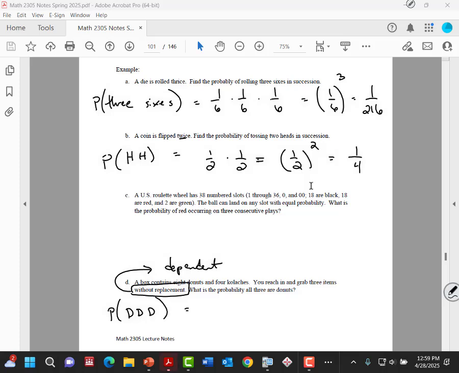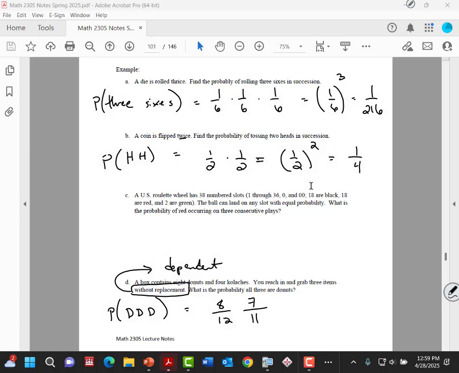You want the first one to be a donut. So that would be 8 out of 12. Now, how can I guarantee that I'm sampling without replacement? Well, I could eat the donut. Now I want to reach in and I want to grab a second one. I want it to be a donut. Well, there are 7 donuts that remain out of the 11 items in the box.